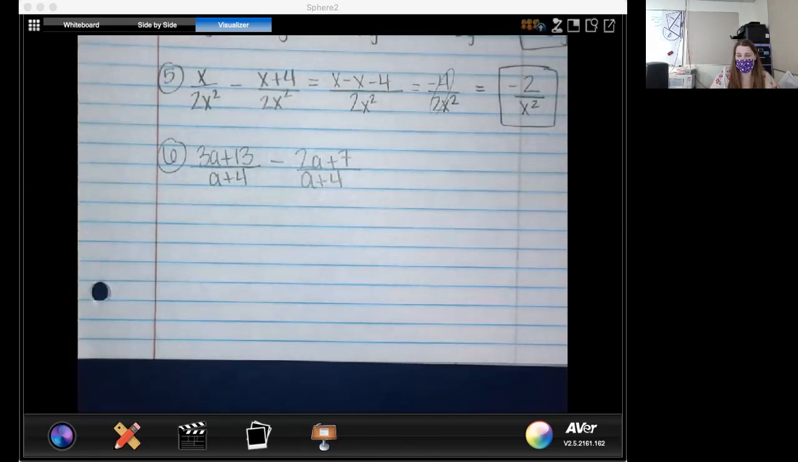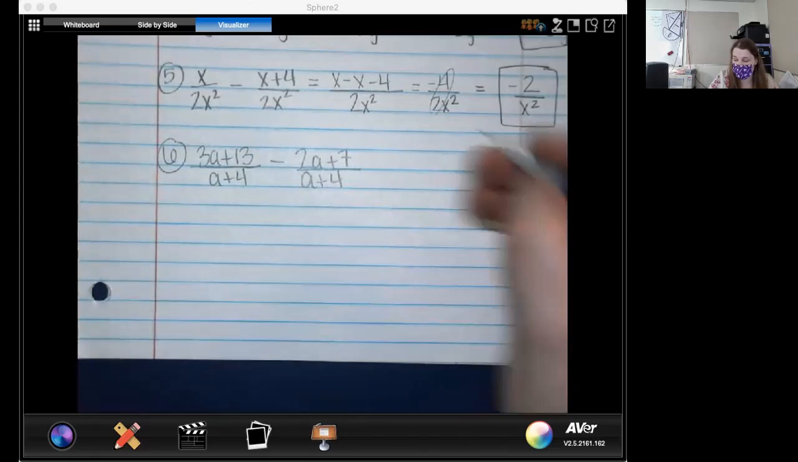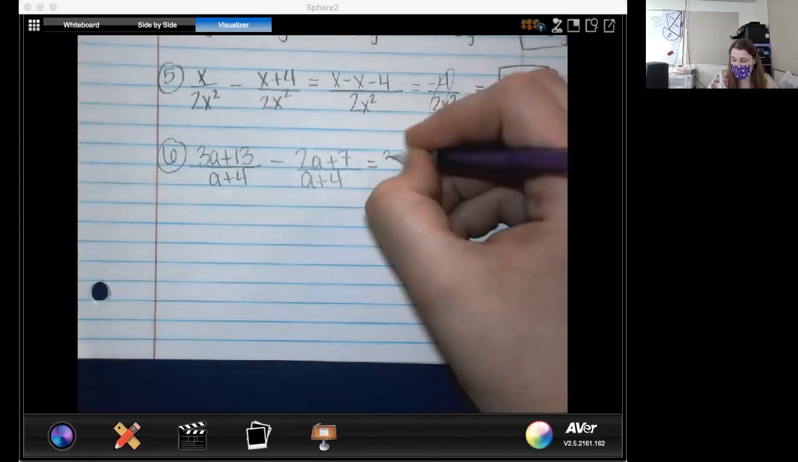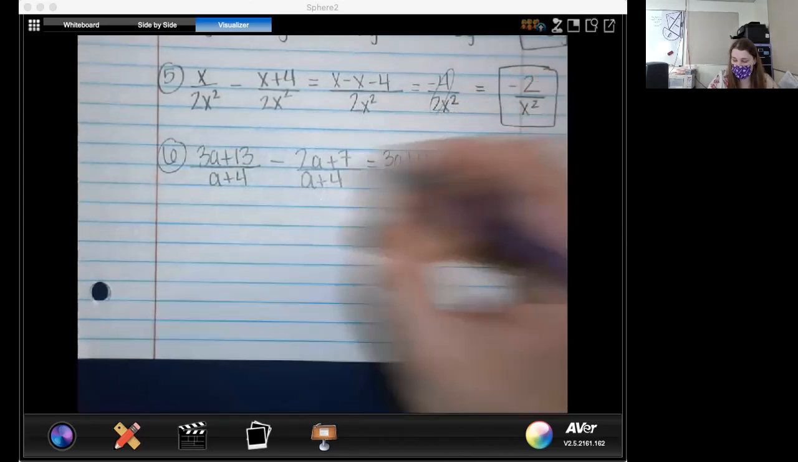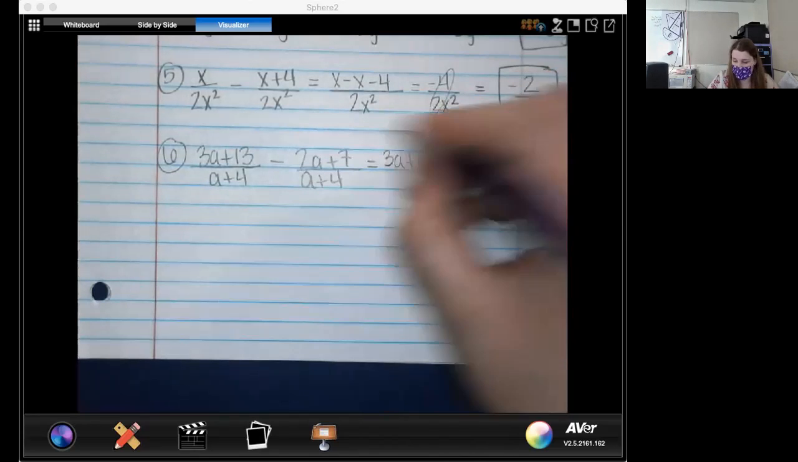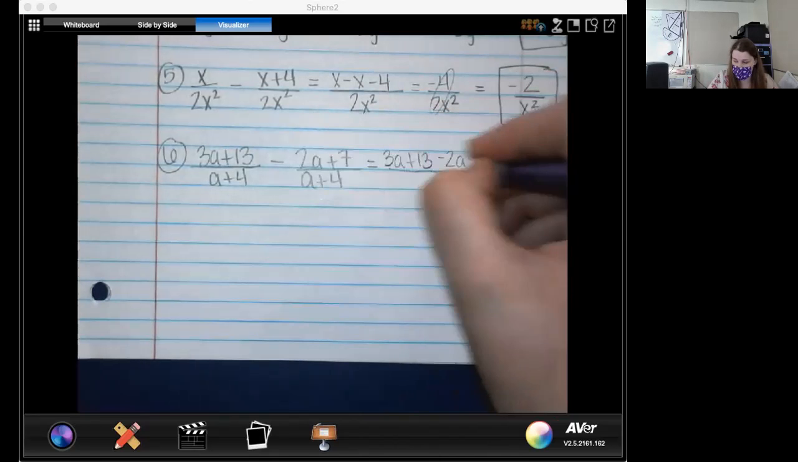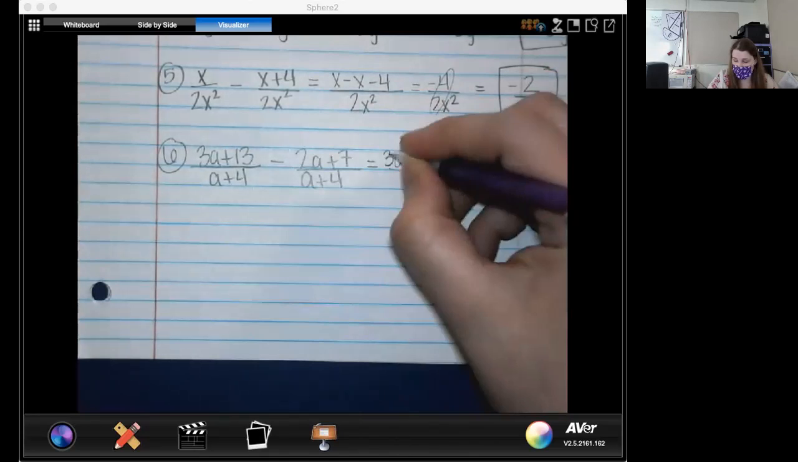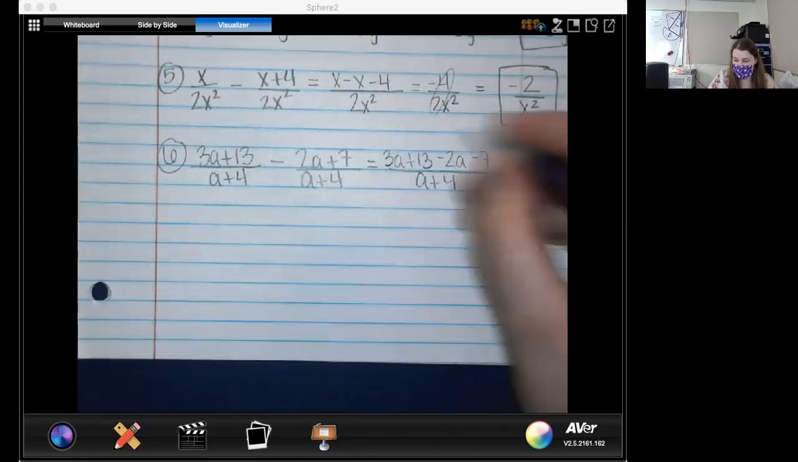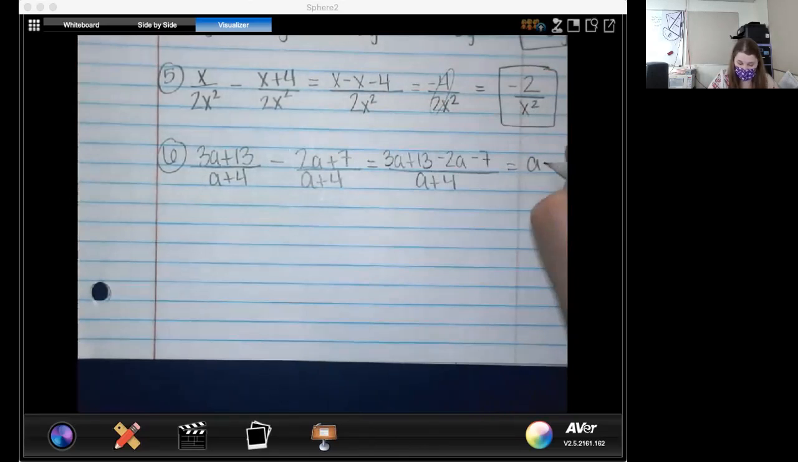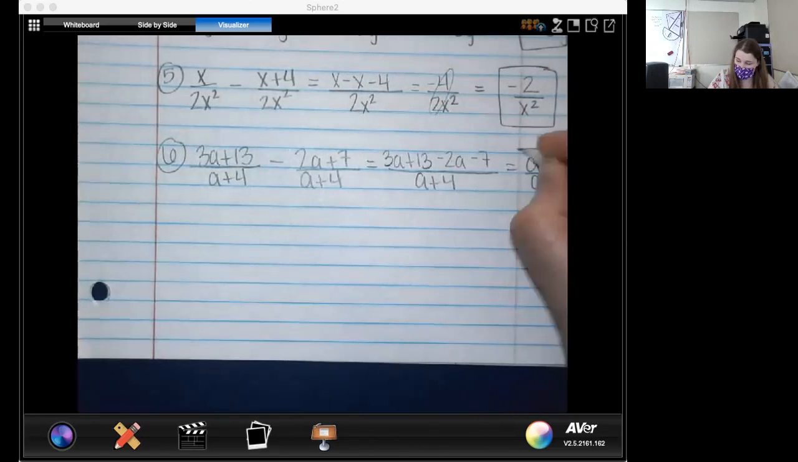And they got a plus 6 divided by a plus 4 consistently, which is correct. I did get a couple variants of answers, but the majority were a plus 6 divided by a plus 4, which is correct. So let's show how that works. So 3a plus 13 would stay the same. Then we would minus 2a and minus 7. So 3a minus 2a would be a, and 13 minus 7 would be 6. And so we get a plus 6 divided by a plus 4.